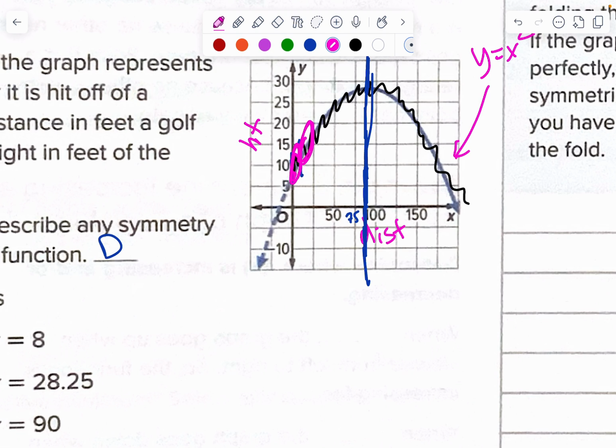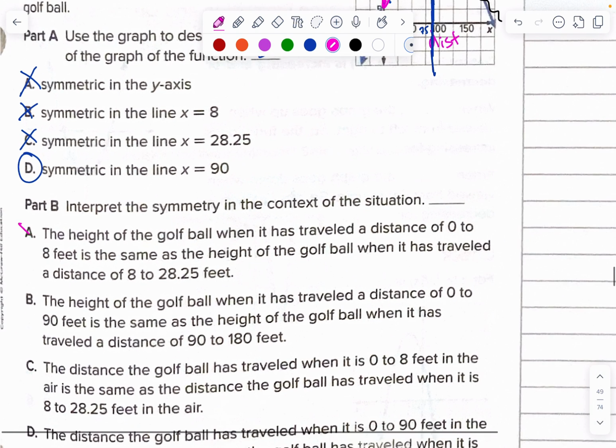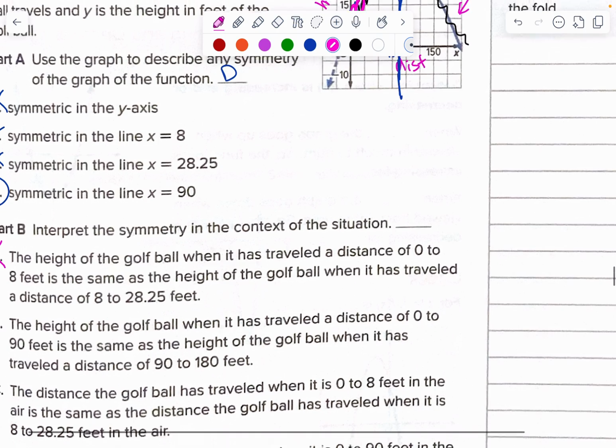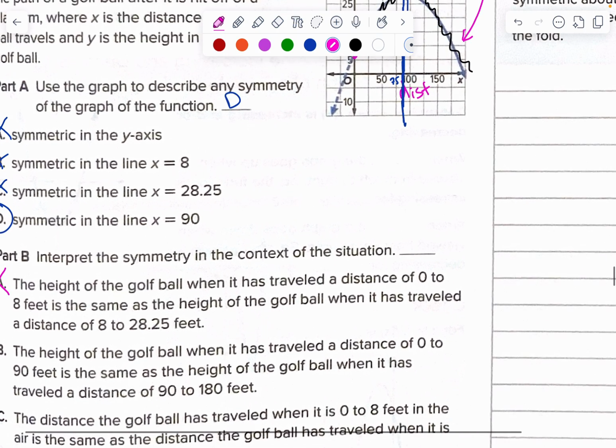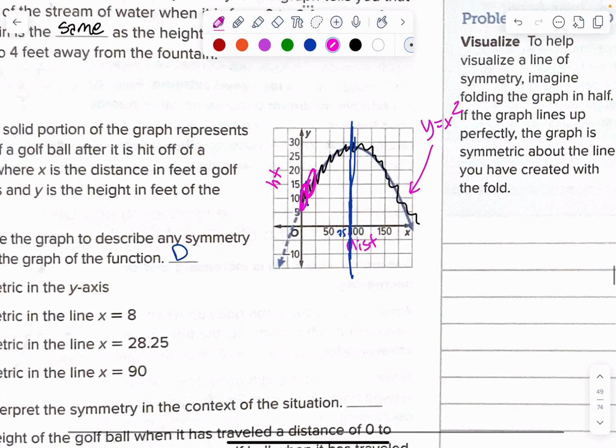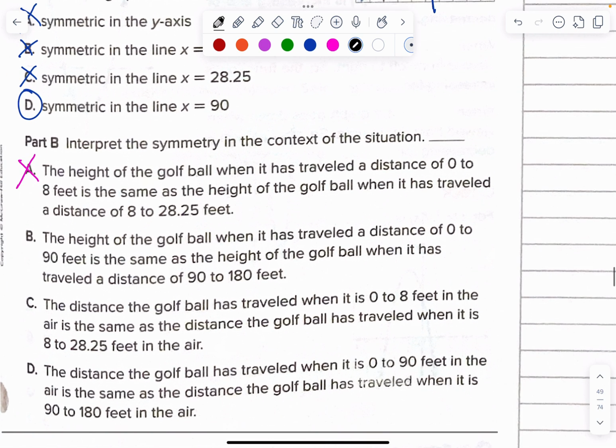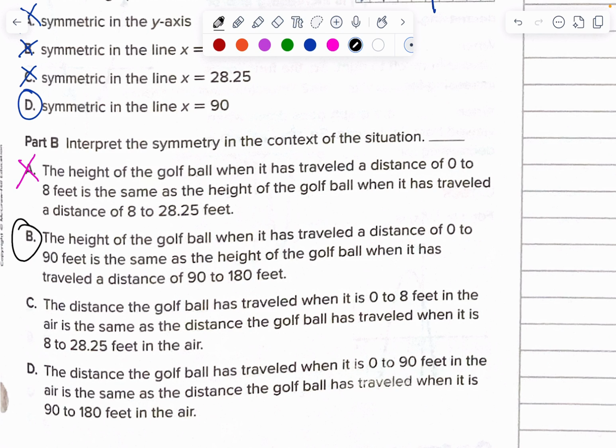No. That's not true. The height of the golf ball when it has traveled a distance of 0 to 90 feet is the same as 90 to 180 feet. 0 to 90 feet would be from here to here, right? 0 to 90 feet is the same as 90 to 180 feet right here. Okay? I think that's going to be the one, right? The distance, let's look at C. The distance the golf ball travels when it's 0 to 8 is the same as 8 to 28 feet.